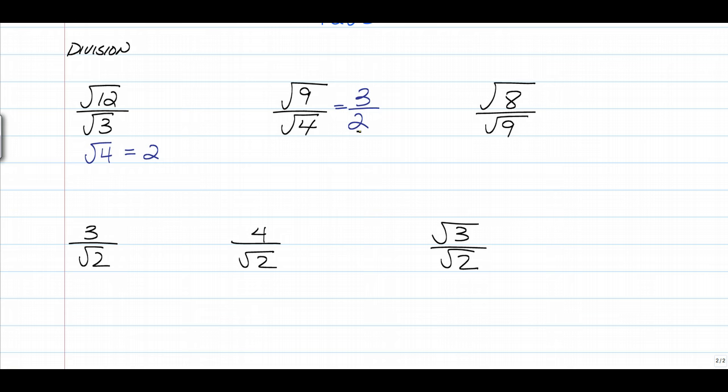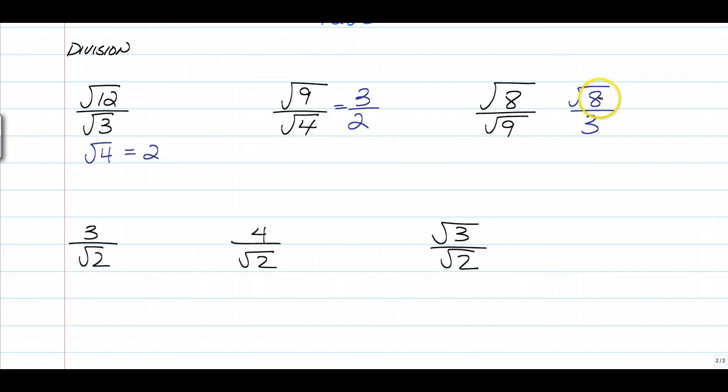So that example is already done. The square root of 8 cannot be simplified, but the square root of 9 is 3. So that one is actually pretty easy because it does not leave us with any radical in the denominator. But I hope you caught the fact that we are not done with that one.